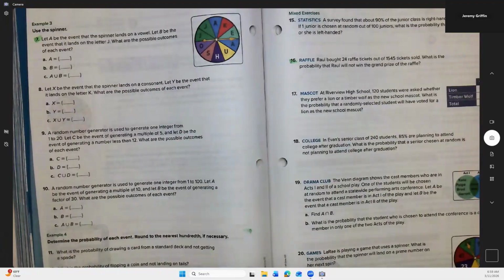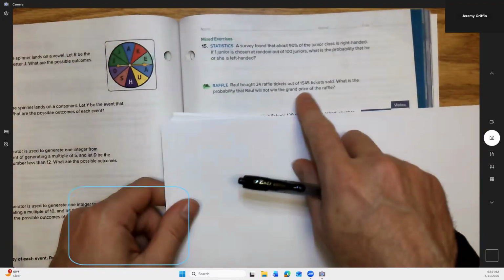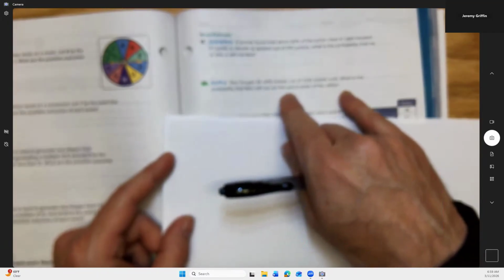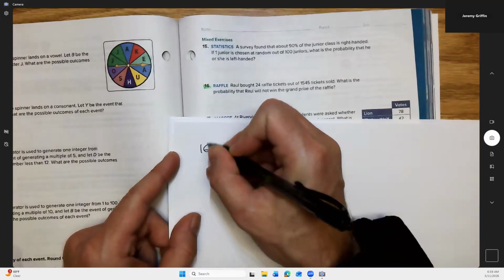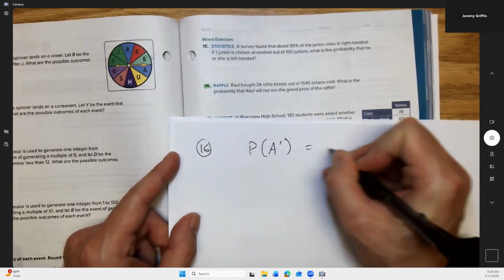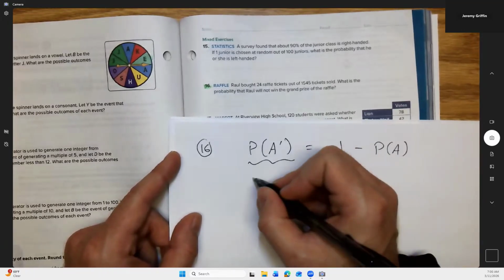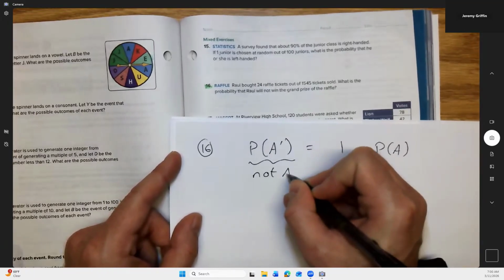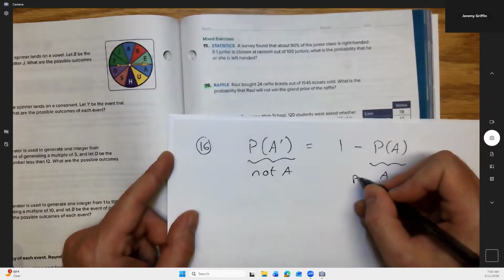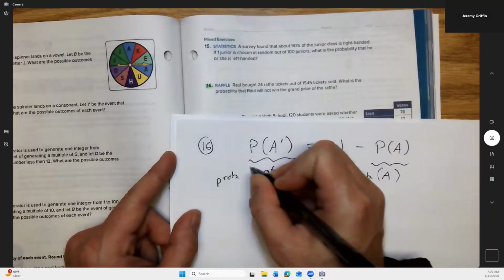We got a raffle. Raul bought 24 raffle tickets out of 1,545 sold. What is the probability that he will not win the grand prize? So let's go to complementary events. You guys remember the probability of A prime is 1 minus the probability of A. You can also call this not A, and this is the probability of A happening, and this is the probability of that not happening.